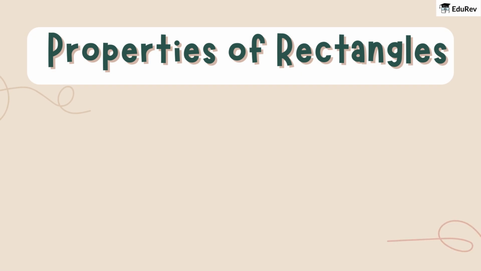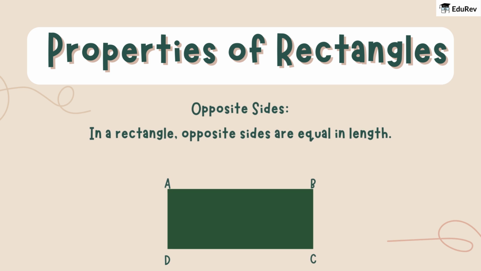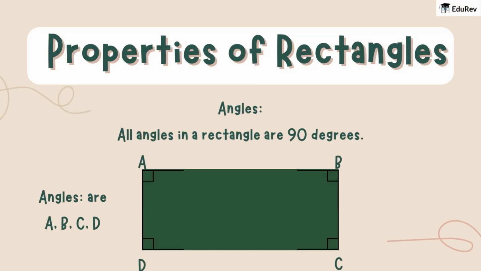Properties of rectangles: opposite sides. In a rectangle, opposite sides are equal in length. For example, AB is equal to CD and BC is equal to AD. Angles. All angles in a rectangle are 90 degrees.